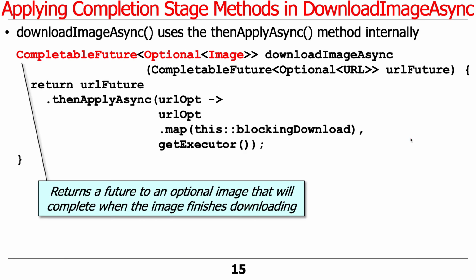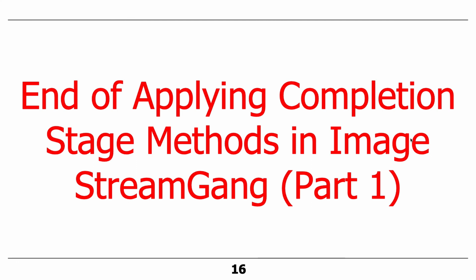Coming back over here, you can see that what we get back as the result of this is a completable future to an optional image, and that'll either be empty if we want to ignore this image altogether, or it'll have the actual image object's contents after the image finishes downloading. So when the image finishes downloading, then that optional, assuming we have a valid image, will end up having a value, and that will be the image that was downloaded, and we get a completable future back from that. Okay, so that's the first part of the discussion of completion stage methods. As you can see, we focused here on thenApplyAsync.